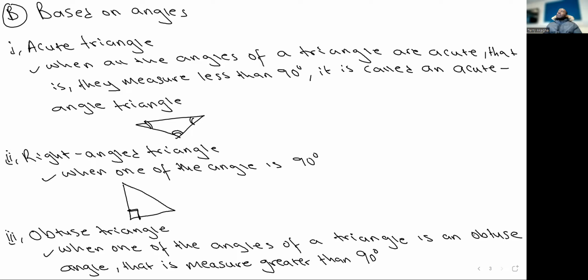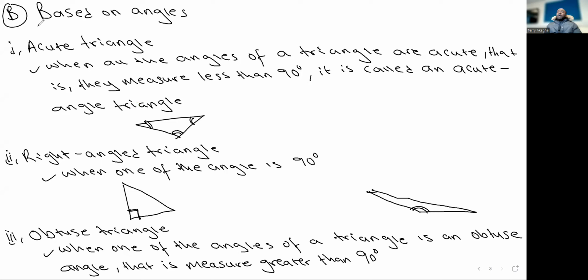So for instance, we have this. You can see this angle here is more than 90 degrees. And there definitely it has to be a what? This is an obtuse what? Triangle. Okay? And that's that for that.